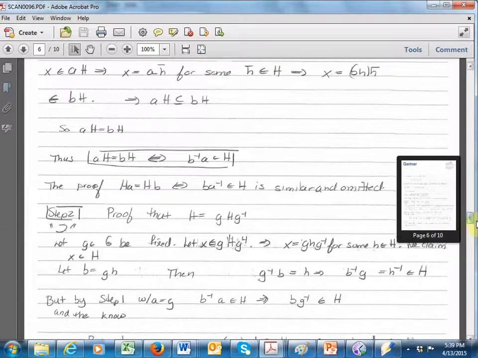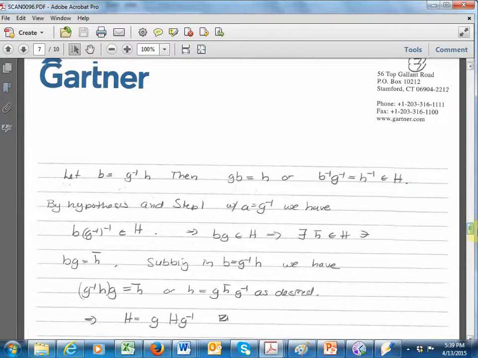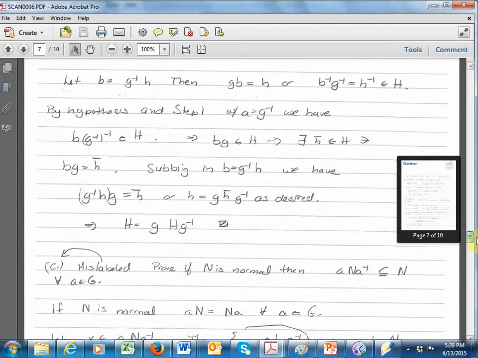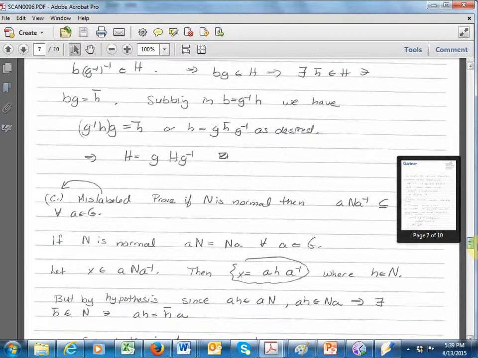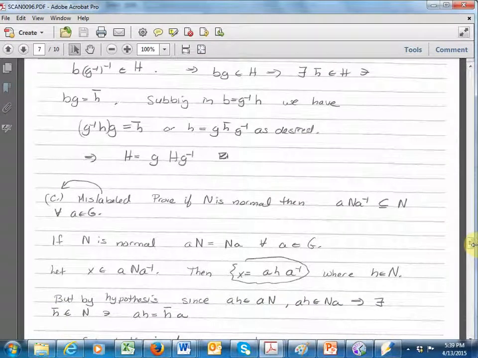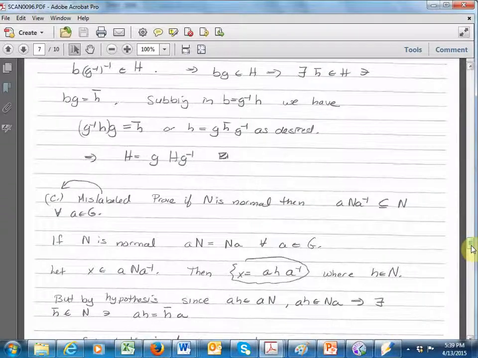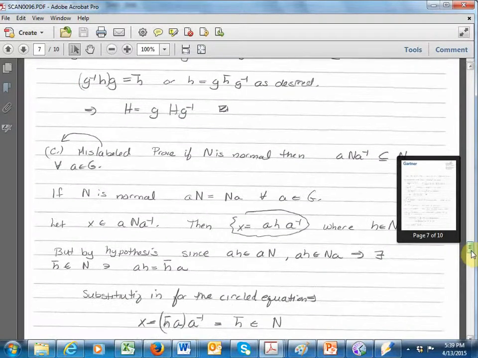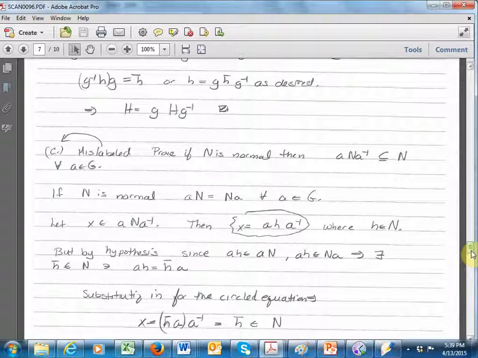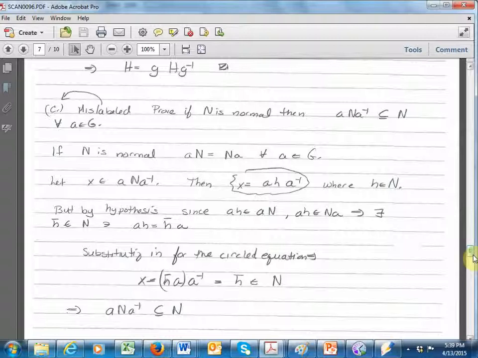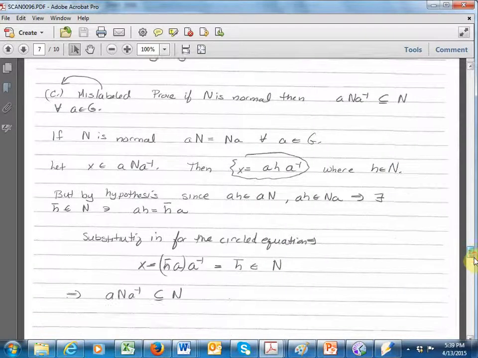Yeah. So this is an introduction to an annoying proof. This is an annoying proof. C was mislabeled. I think I put something twice. And the rest of it wasn't bad. Prove that if N is normal, then A inverse is contained in N, piece of cake. Just by using the definition of a subset, you get there. So C wasn't bad.